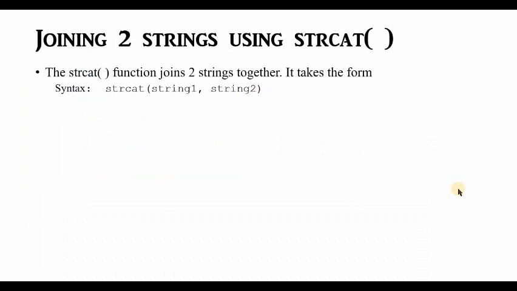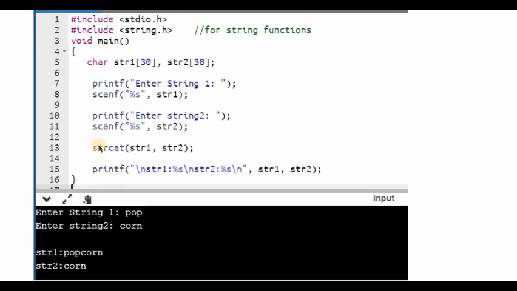Now let us take a look at another function in the string library, strcat. The strcat function is used to join two strings together. The syntax is strcat, this is the name of the function. Pass the two strings which you want to join together. The string concatenation function strcat is defined in the string library, hence we need to include string.h in our program. I read the two strings, str1 and str2, using scanf statement, and then I concatenate the value of str1 and str2, strcat(str1, str2), and then I print the resultant string.